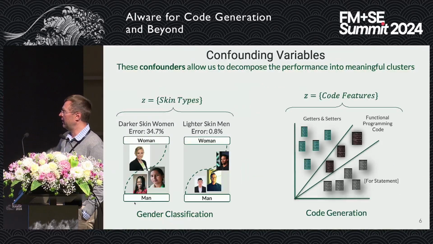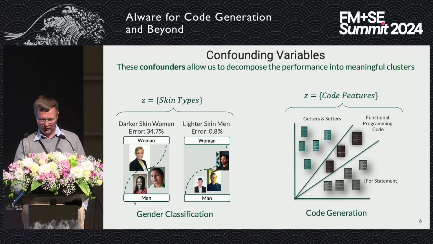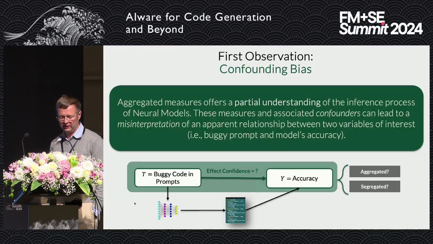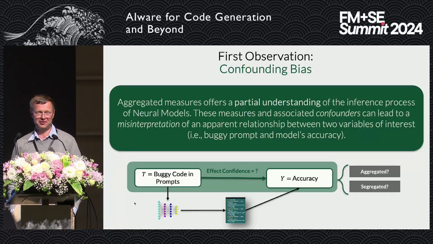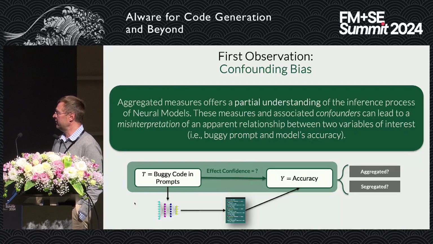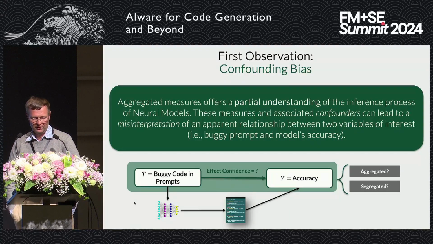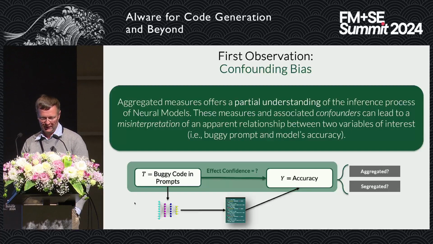So basically, what you're observing here is that we have all these confounders, right? Like skin types or code features, and these confounders allow us to decompose performance into the meaningful model. So the first observation here is that in our experiments, and especially in the era of large language models where we have to do a lot of experimentation, we are dealing with confounding bias. And these aggregated measures offer really partial insight into the performance of the models. And most of the time, it can lead to misinterpretation of an apparent relationship between variables of interest.